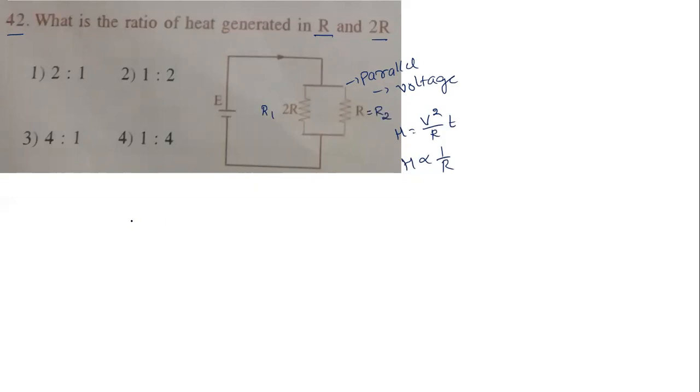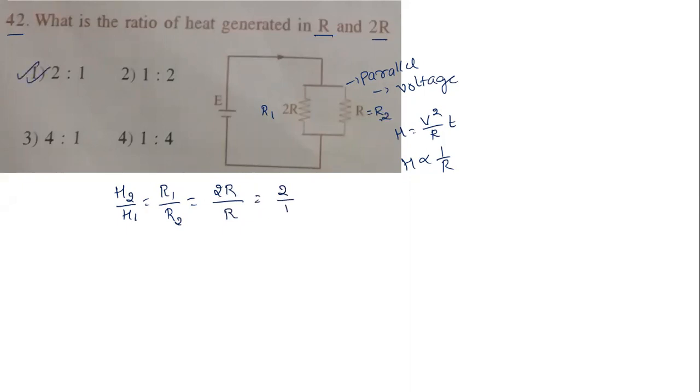So it will become what now? Anyone can take now. They're asking for the heat generated in R and 2R. Means we need to find H2 by H1. So it is H2 by H1 equal to R1 by R2. R1 is how much? 2R. R2 is how much? R. It will become the ratio 2 by 1. That is an option.